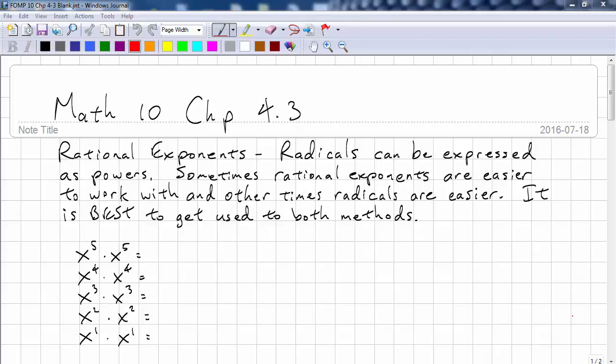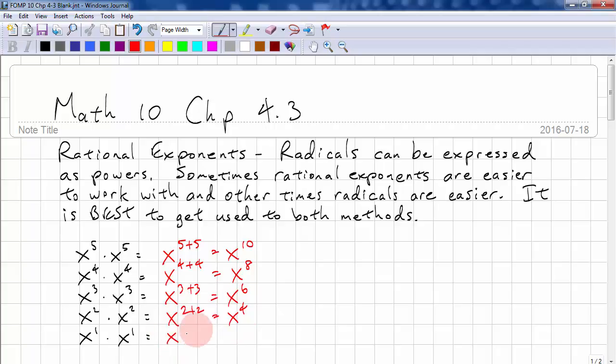So, let's try to notice the pattern here. We have x to the power of 5 times x to the power of 5. This is x to the 5 plus 5, and that's equal to x to the power of 10. X to the 4 times x to the 4 is x to the 4 plus 4, and we have x to the power of 8. X to the power of 3 times x to the power of 3 is x to the 3 plus 3, and that's x to the power of 6. X to the power of 2 plus 2, hopefully you see the pattern by now. This is x to the 4. X to the power of 1 plus 1, x to the power of 2.